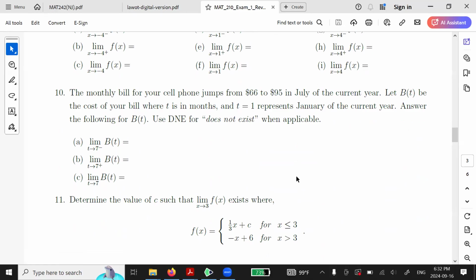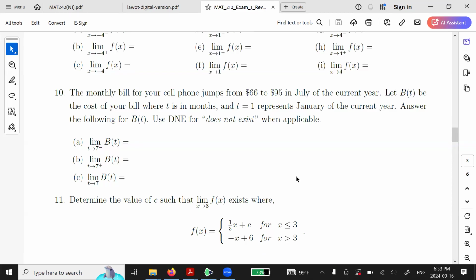Now, I don't give you a graph, but it's very similar. Look what I'm saying. I'm saying myself, my monthly bill jumps from 66 to 95 in July. Cost of bill is T. T equals 1 represents January. Answer the following for the limit.